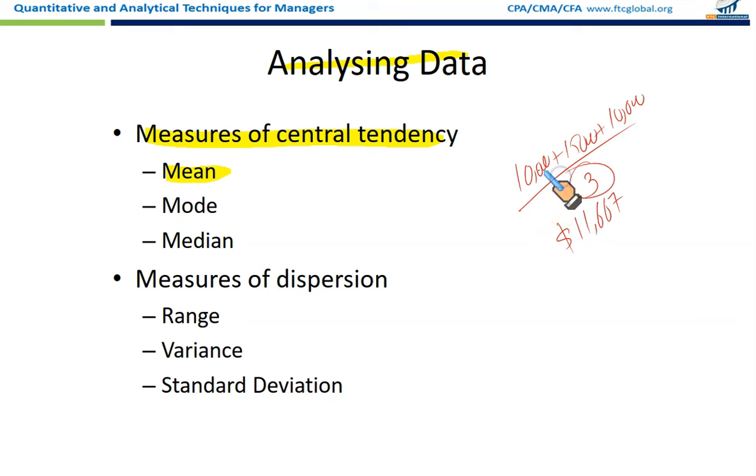Mean is the average, simply adding up the earnings of everyone under consideration, three people, and dividing by the number of people. If there are four people, four salaries divided by four, five salaries divided by five, that is mean.